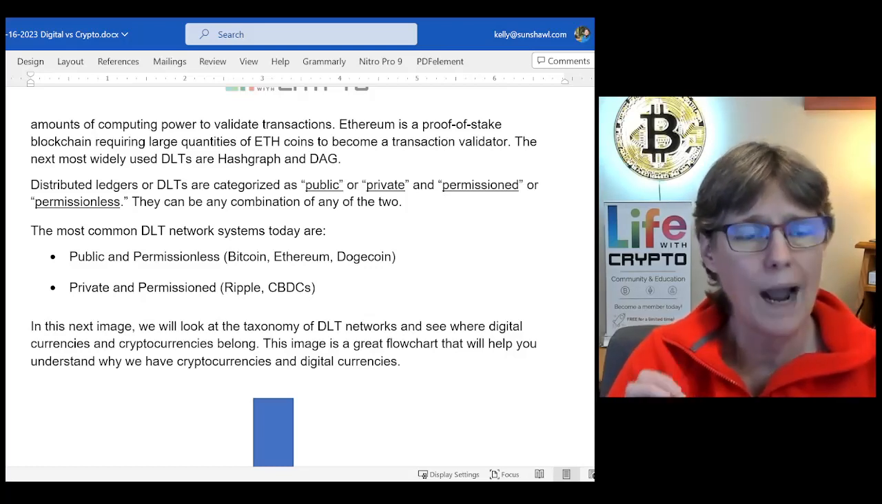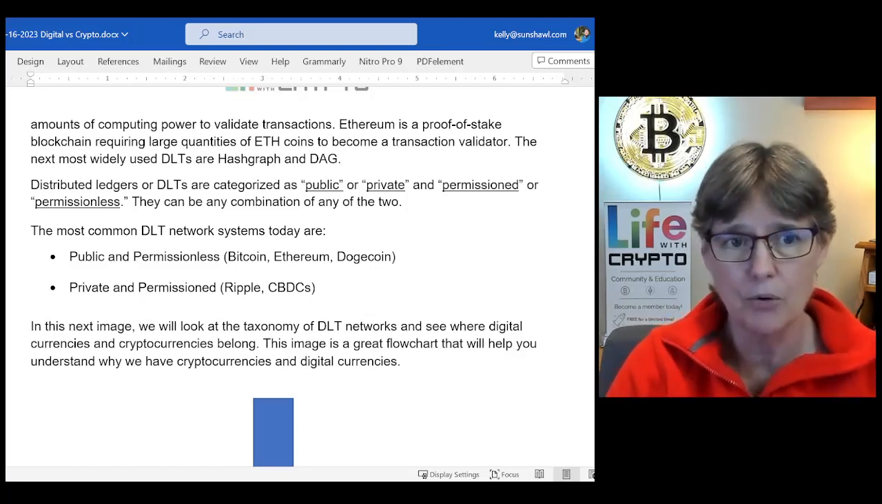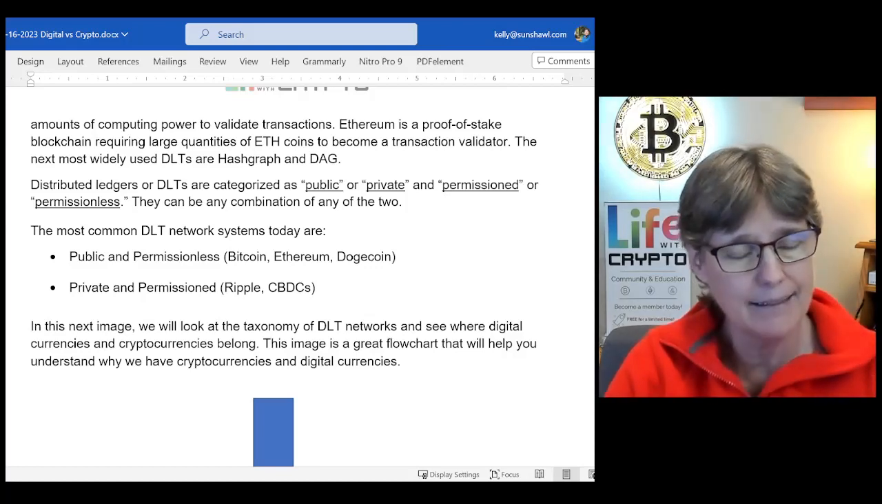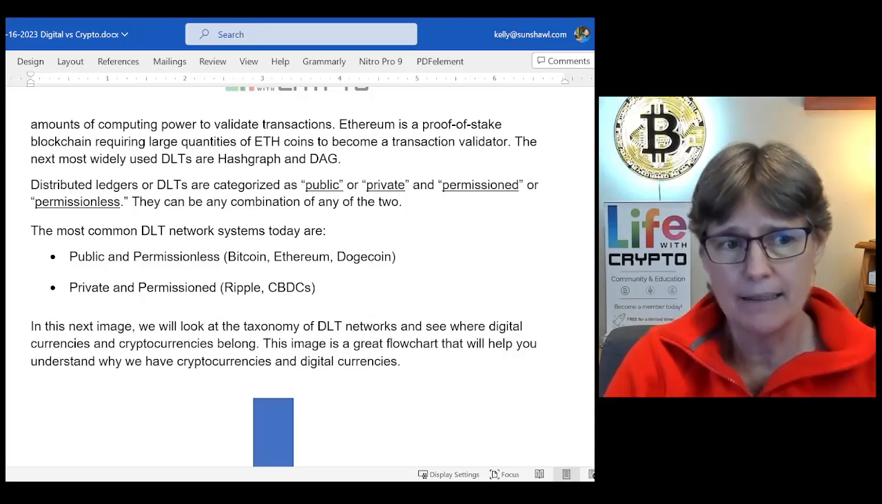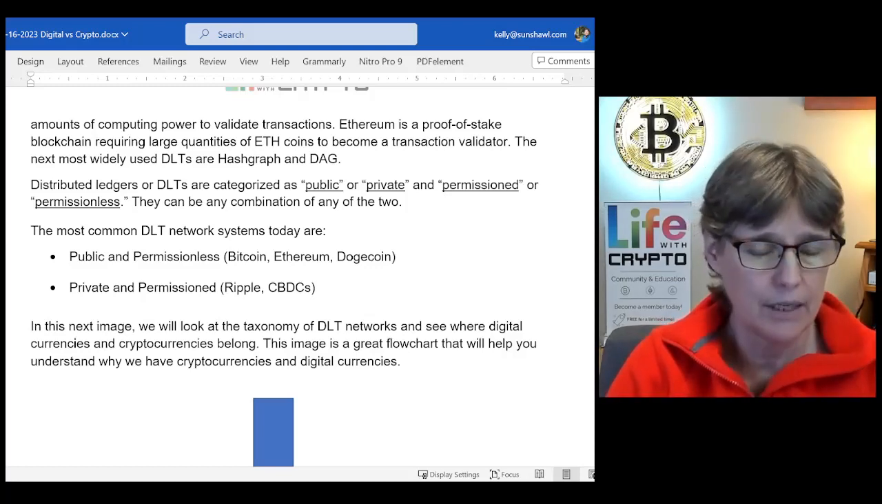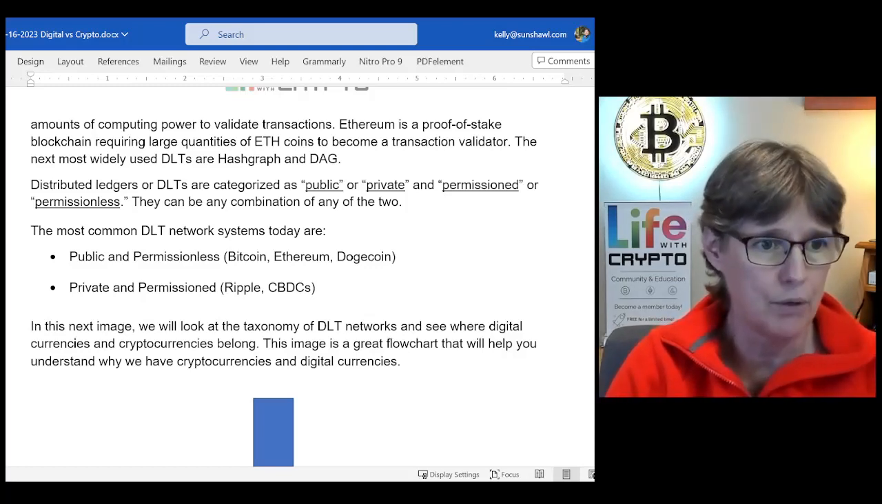The next most widely used DLTs are Hashgraph and DAG. DAG stands for a directed acyclic graph. As I said, I'm not going to go into those in detail here because I cover them in detail in the bootcamp.